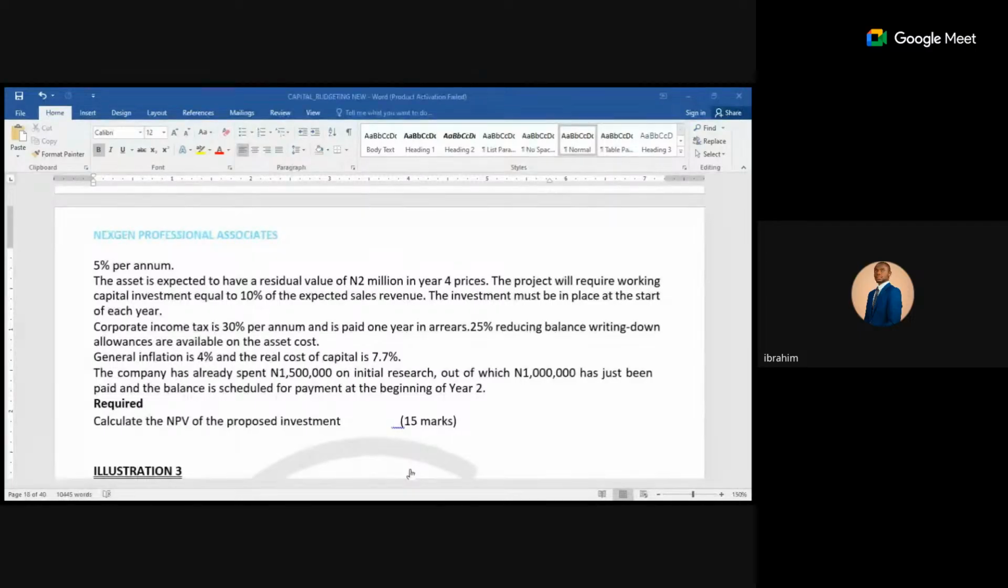You may see a question like that as well. So this question says, calculate the NPV of the proposed investment. This question will test your knowledge of tax and the conversion of the real cost of capital to the nominal cost of capital. So please, I want you all to pay attention.